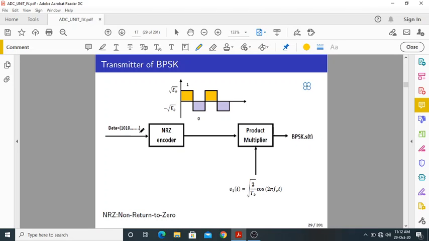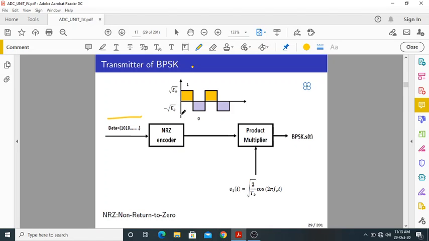Let us go to one of the important aspects of any modulation, that is the generation or transmission of BPSK. First of all, we get digital data, that is a sequence of ones and zeros, 1 0 something like that. Now, it has to be encoded, and if encoded, it becomes like this.